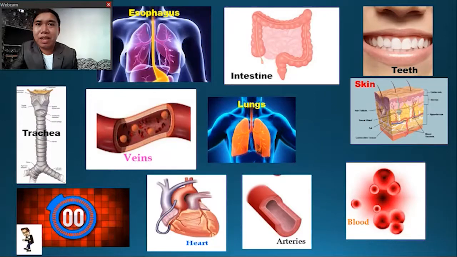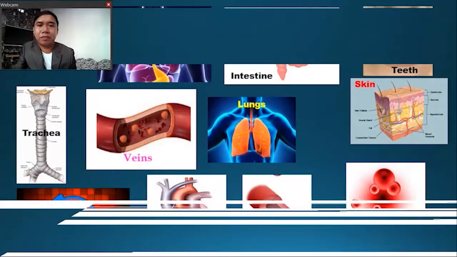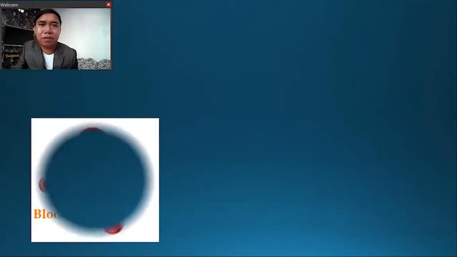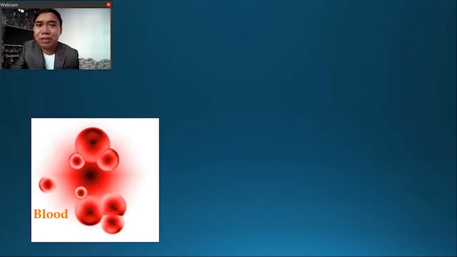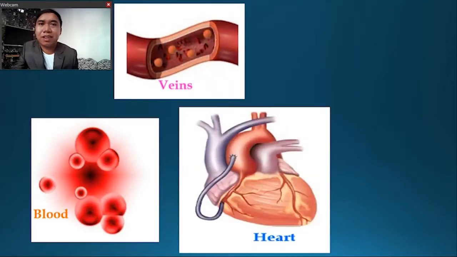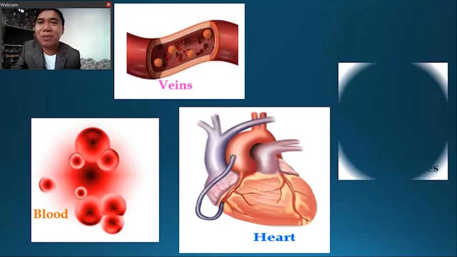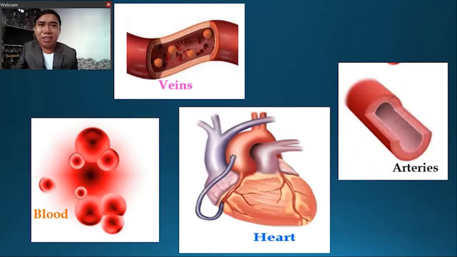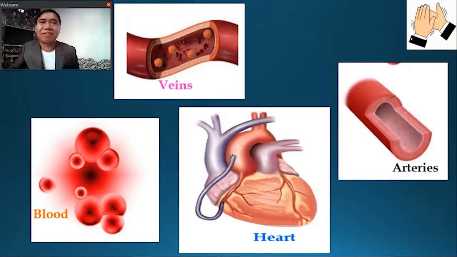Now here are the correct answers. We have first blood, veins, heart, and lastly, what do you think is the last answer? The arteries. If you got those four parts of the circulatory system, congratulations, because you made it.